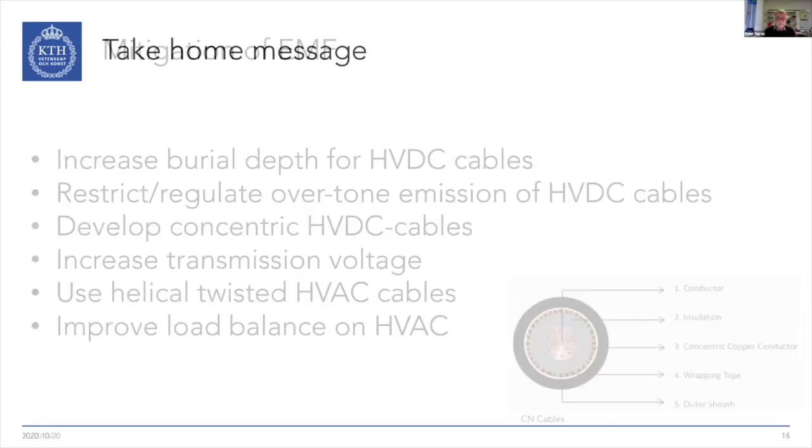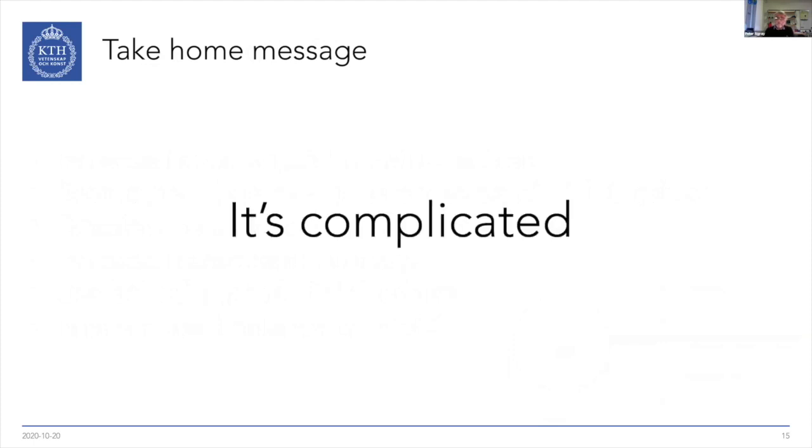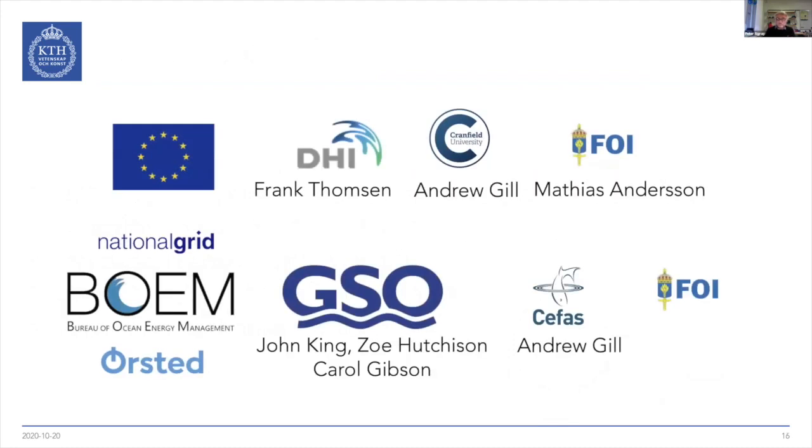that we observe. So what is my take-home message from these two parts on the physics of acoustics and the physics of EMF? Well, it is complicated and one has to be a little bit careful rushing in and stating things. And that was my last slide. I just want to thank all the organizations to the left and all the people to the right who have been involved in this work. Thank you very much.